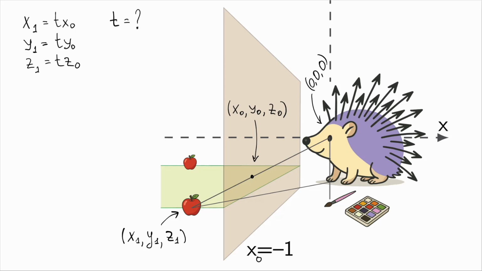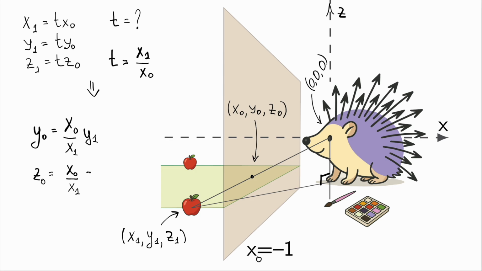Then we can figure out the coordinates y0 and z0, the point on the canvas, and that's where we should draw the apple. But we already know x0, that's the distance from the eye to the canvas. So t just equals x1 over x0, and that gives us y0 equals y1 x0 over x1, and z0 equals z1 x0 over x1. Done!